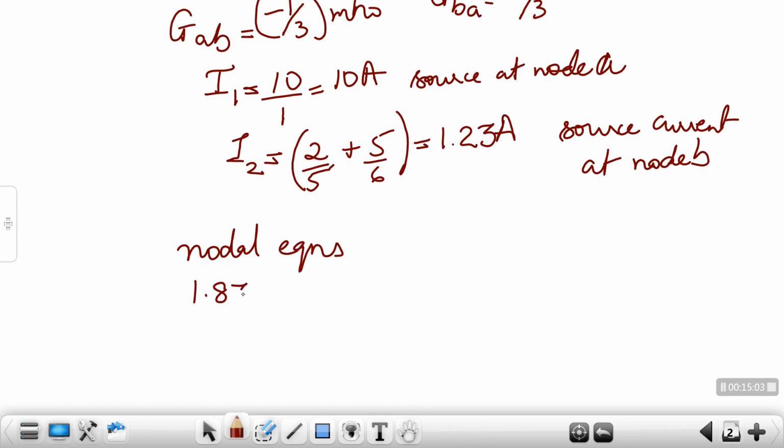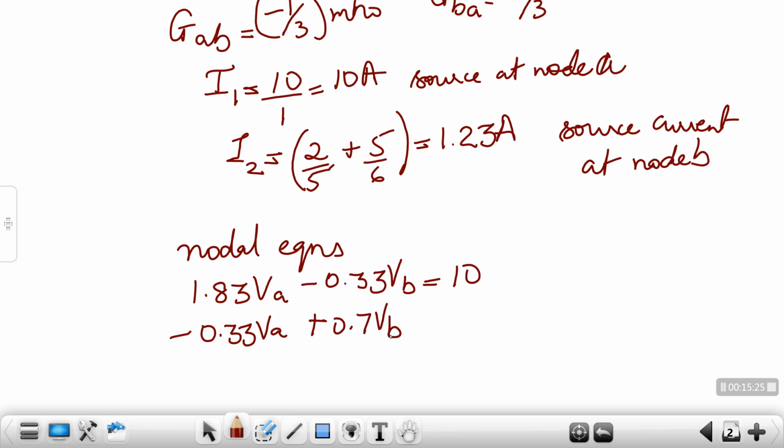So the nodal equations will be 1.83 VA minus 0.33 VB is equal to 10, and minus 0.33 VA plus 0.7 VB is equal to 1.23. That's how you get the nodal equations. That's it for today's session. Thank you.